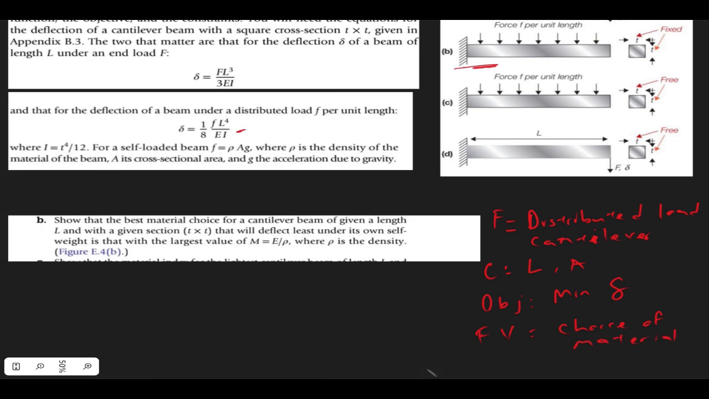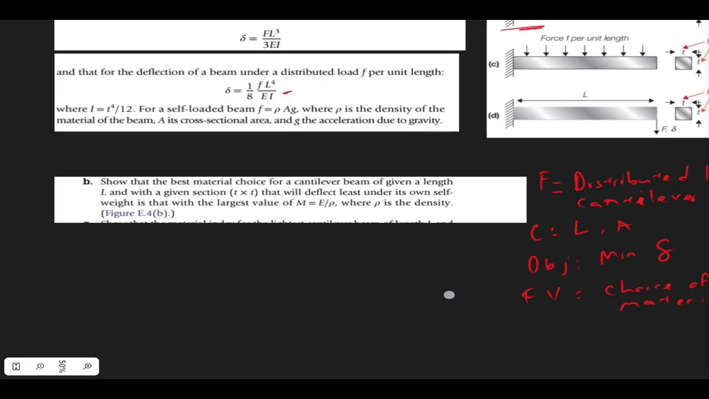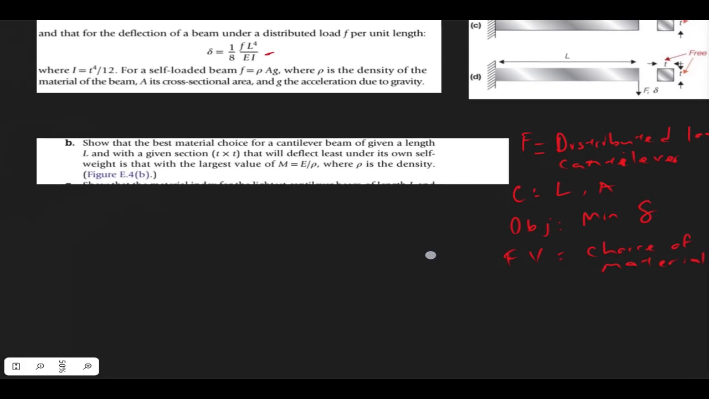Since our free variable is just the choice of material, all we have to do is define the objective function and get our material index. For this situation, the objective function for the deflection is equal to 1/8 FL^4 divided by EI. That's our formula for deflection. So all we now have to do is put the equation.